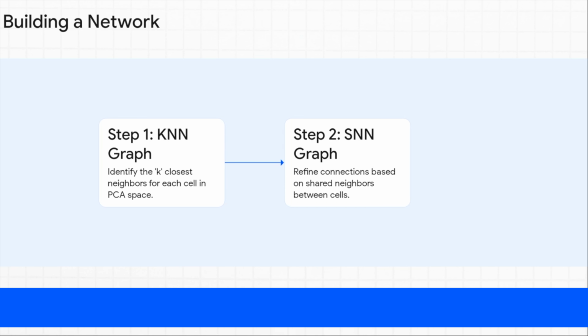But, and this is the important part, it doesn't stop there. In step 2, it refines those connections by looking at the shared friends between any two cells, and that builds a much more robust shared nearest neighbor, or SNN graph.